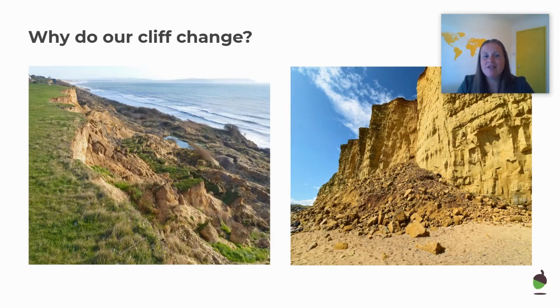So our cliffs are changing all the time. We've got photos on the screen of two different cliffs, and they have both suffered from material falling off them. But it's happened in different ways, and we're going to be looking at three different types of mass movement today. Our cliffs are affected from erosion by the waves at the bottom and weathering at the top, and combined, that leads to material falling off them.